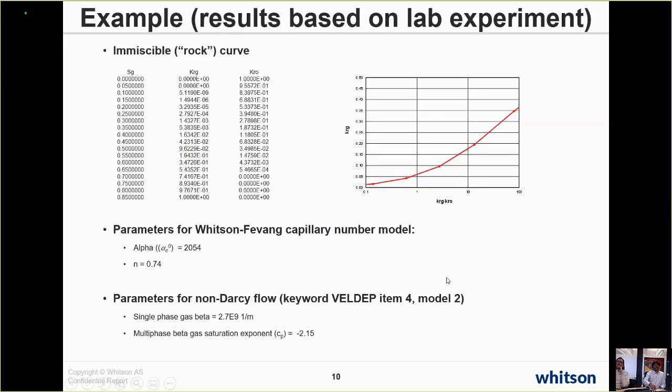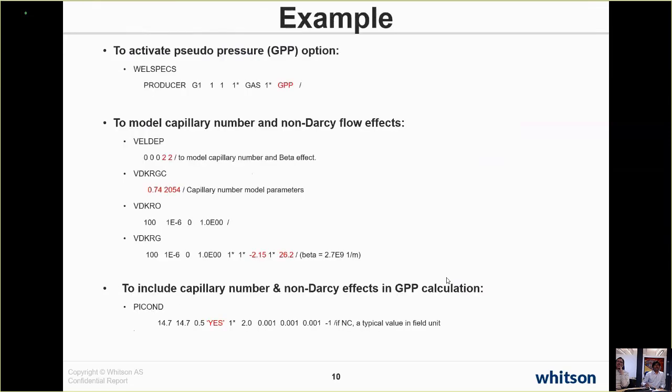So if we have got this data, then how to enter that in Eclipse 300? Going again here, this is showing an example to activate the pseudo pressure option. We have to write this WELSPECS and go to item number 8: 1, 2, 3, 4, 5, 6, 7, and 8. We have to write GPP. Once we write GPP here, it activates the pseudo pressure option.